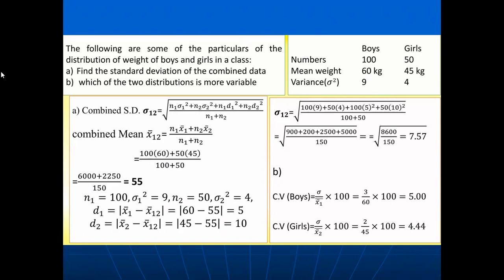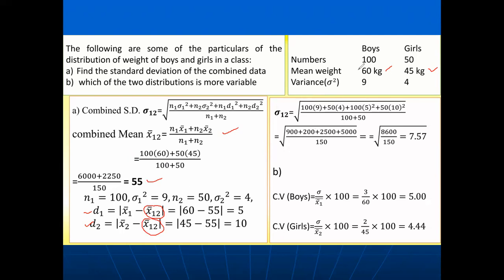mean. The combined arithmetic mean is given by this particular formula. So we have to put in n1 times the mean of 60, and n2 times the mean of 45, and you will get the combined arithmetic mean of 55. If I get this combined mean, the rest of the things I can calculate, because in order to calculate D1 and D2, the combined mean value is used. That is, the combined arithmetic mean value has to be subtracted from the mean values.